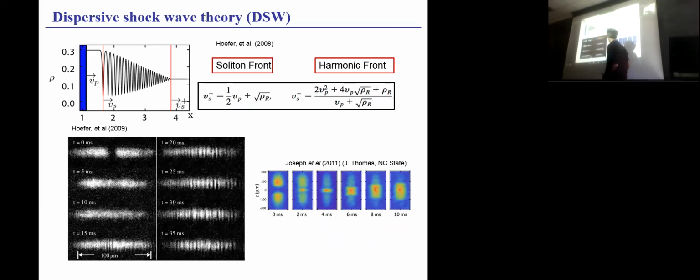There have also been related experiments with fermions in John Thomas's group. So one would think that dispersive shock waves, this is what one would also expect for the piston based on the arguments that I have laid out so far.